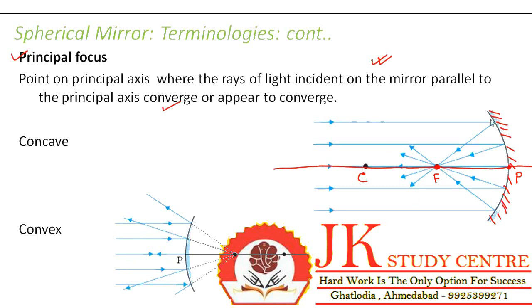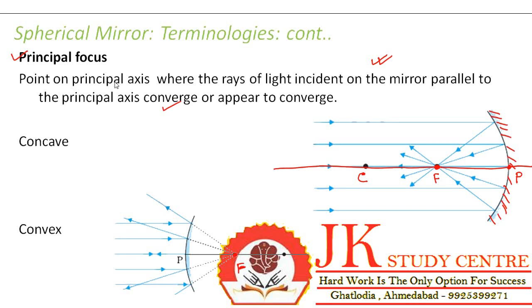Here what did you see? After reflection, all the reflected rays came towards each other. They all converged to a point. But in this case, these are my reflected rays, right? These reflected rays are going away from each other, so it doesn't look like these rays will ever meet. But if you extrapolate them towards the back, you see that they are not actually converging here, because they are moving away from each other, but they appear to converge at this point. So for a convex mirror, we define this point as the principal focus.